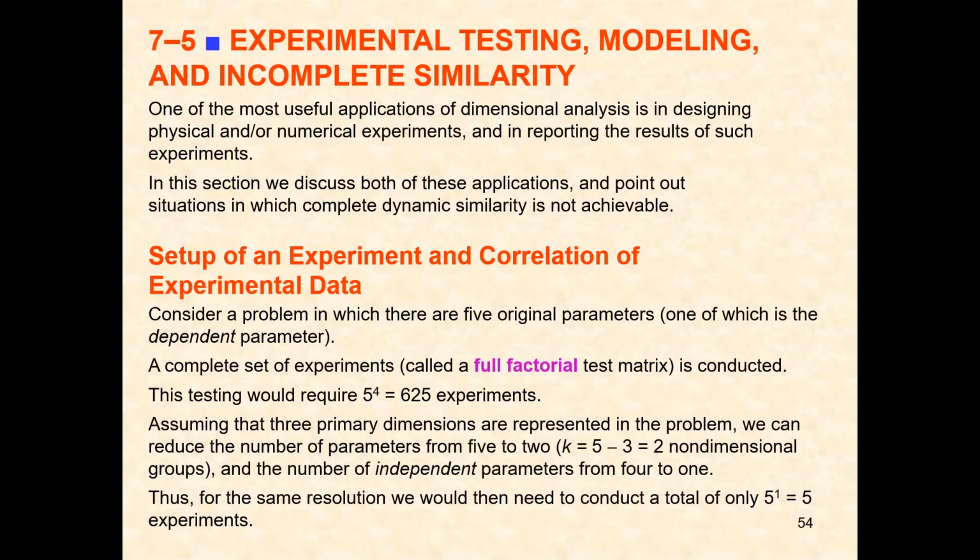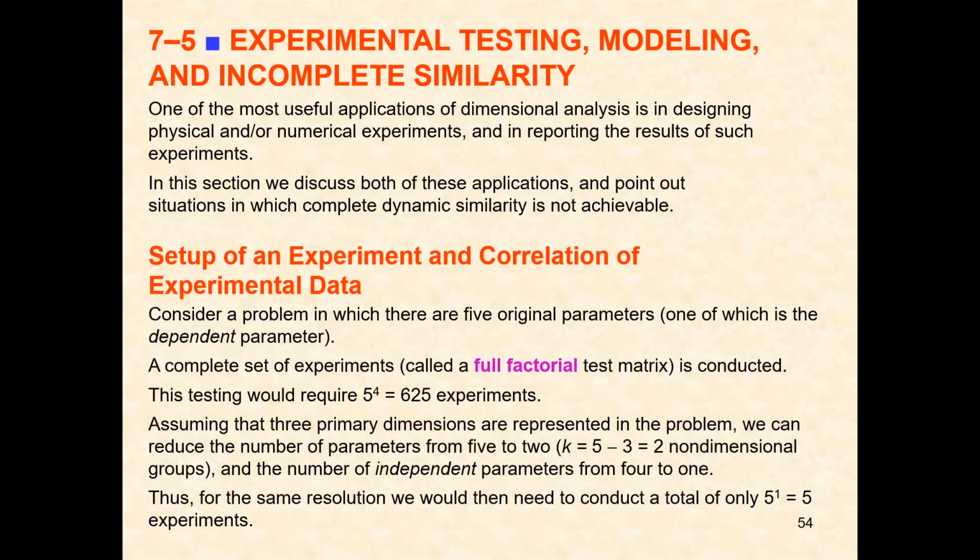We consider a problem in which there are five parameters, which is quite a large number of parameters, and one of them is the dependent parameter. A complete set of experiments, called a full factorial test matrix, is conducted. To do the testing, the number of parameters is five, so we have 5 to the power of 4, which requires running 625 experiments. But by assuming that three primary dimensions are represented, which is MLT, mass, length and time, we can reduce the number of parameters from 5 to 2. Here 5 is the number of parameters we learned about in step 1, and we obtain the j from step 3, which is 3, where we have M, L, T. So we only have two non-dimensional groups, and the number of independent parameters goes from 4 to 1.